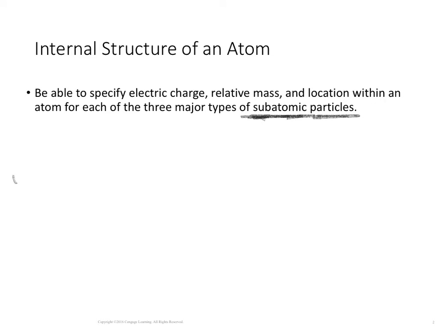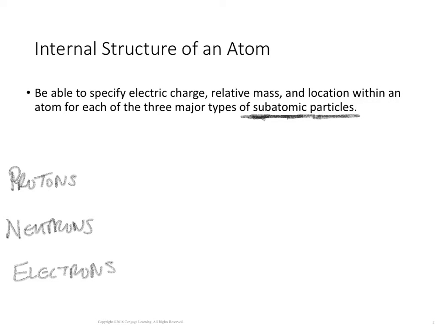So the three we have are protons, neutrons, and electrons. And as mentioned here, we need to make sure we understand charge, relative mass, and location.